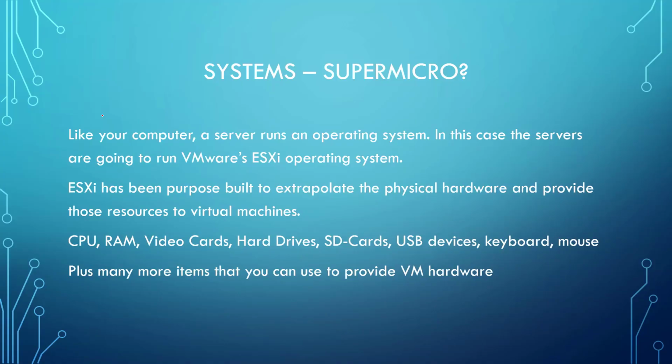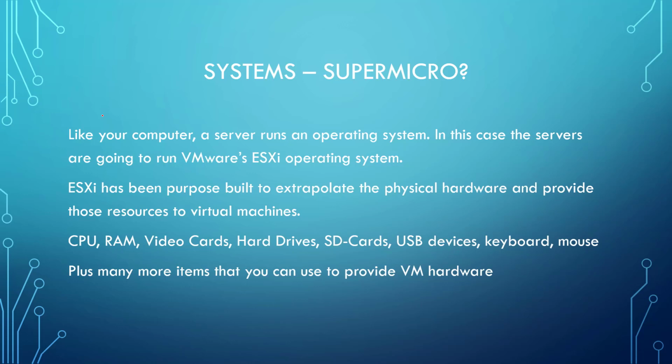When looking at our systems, of course, I'm using Supermicro for this example. Like your computer, a server runs an operating system. In this case, the servers are going to run VMware's ESXi operating system. ESXi has been purpose-built to abstract the physical hardware and provide those resources to virtual machines. Things like CPU, RAM, video cards, hard drives, SD cards, USB devices, keyboards, and the mouse.